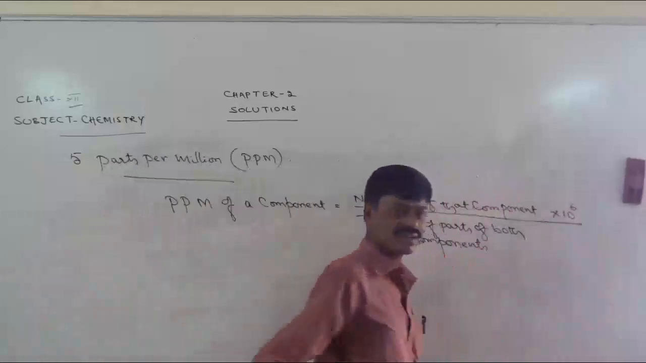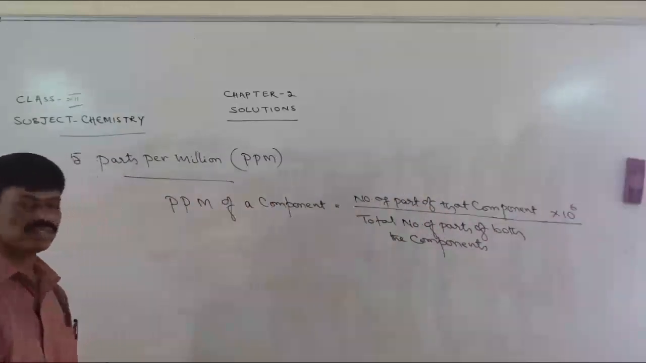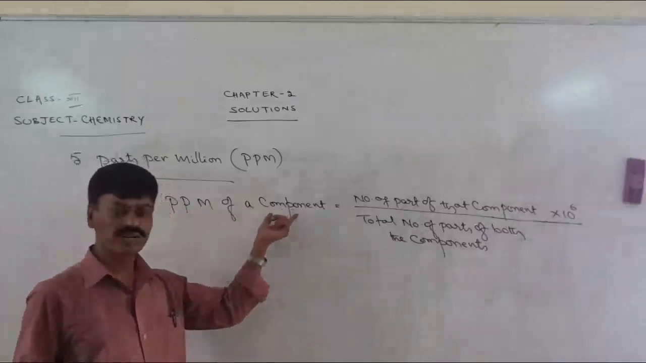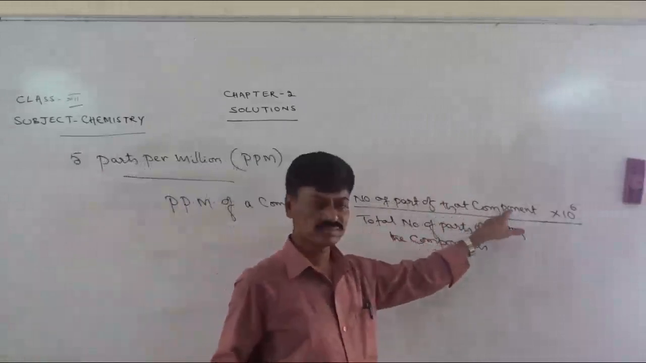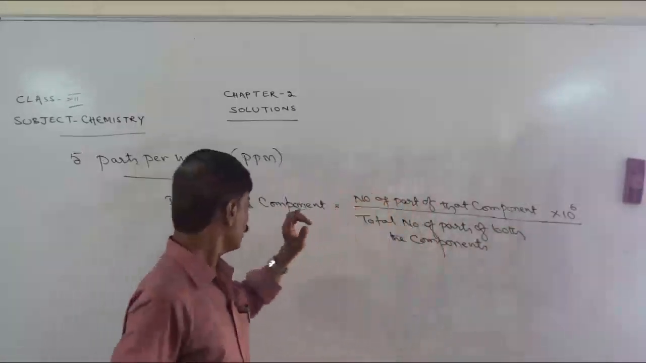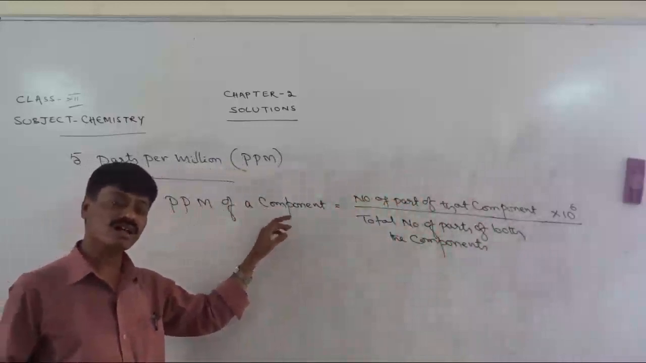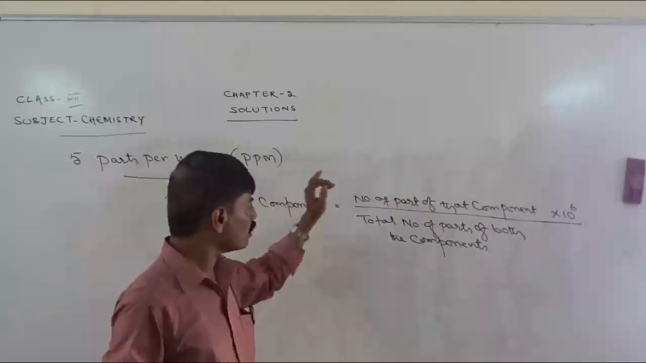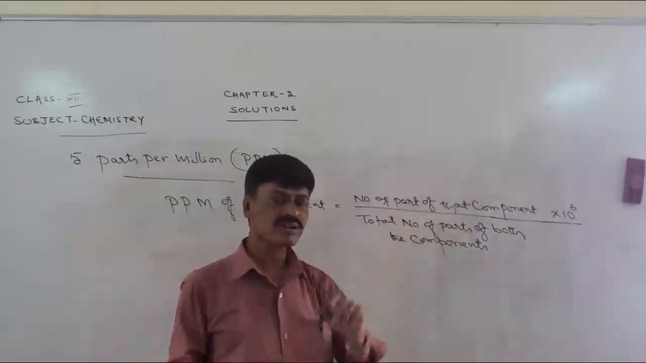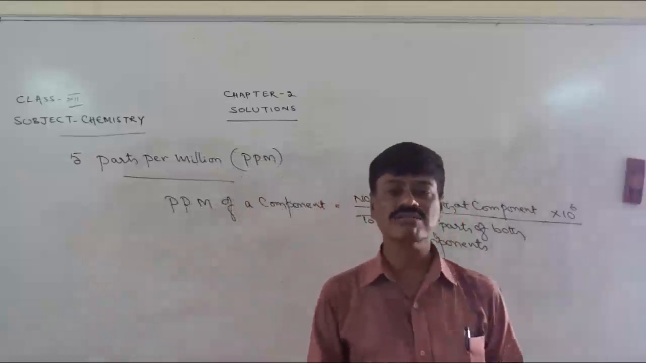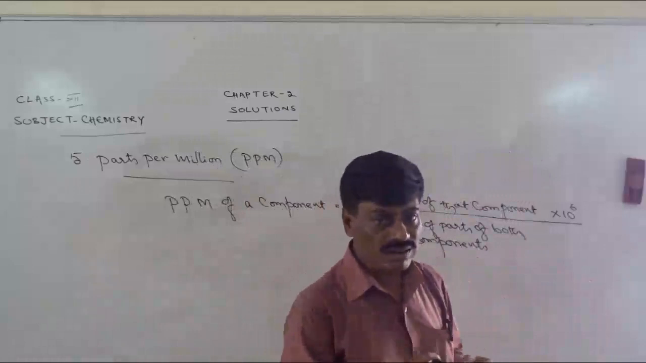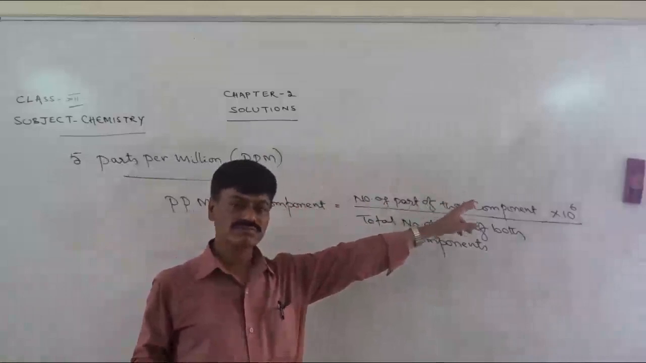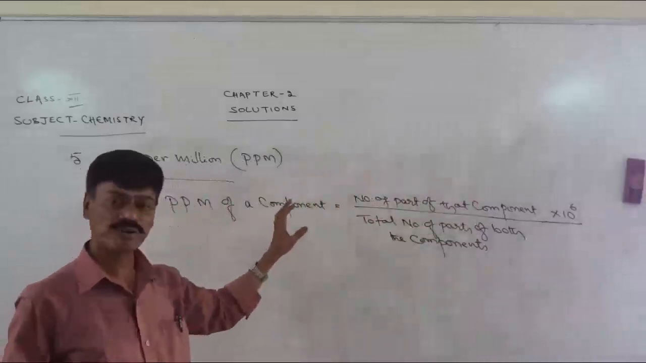10 raised to 5 is lakh, 1 lakh. 10 raised to 6 is 1 million. This is the formula. In place of component, we need to write solute in the numerator. If we need to find the ppm of solvent, which generally we don't calculate, then in the numerator solvent should be there in place of component. Usually, the concentration of the solution is expressed based on the amount of solute dissolved, so component here means solute.